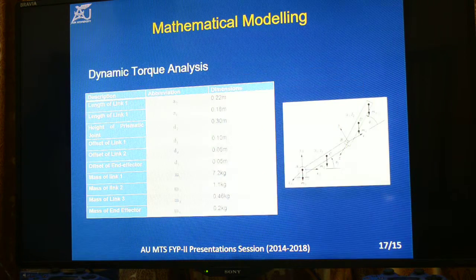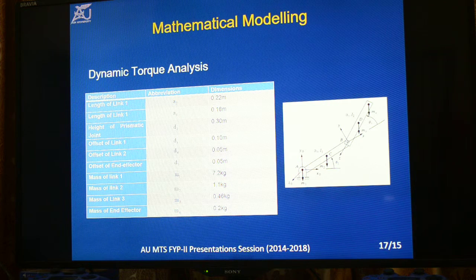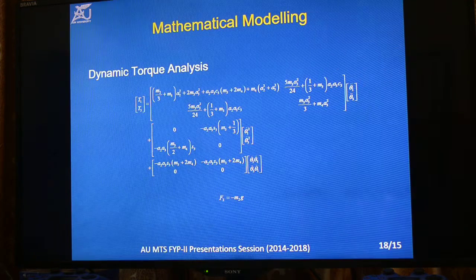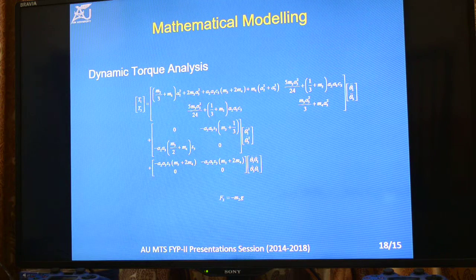And now we move towards the dynamic torque analysis. Before I move any further, I want to introduce you to the abbreviations that I'm going to be using in my presentation. The link lengths are represented by A and all the offsets are represented by D, and the masses of course M1, M2, M3 and M4 is the mass of the end effector. This is our dynamic torque equation.